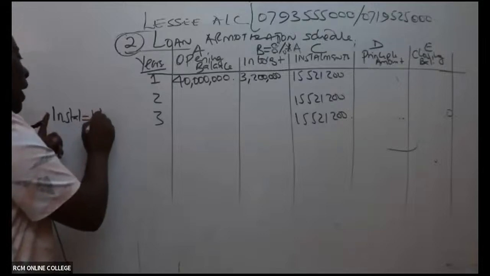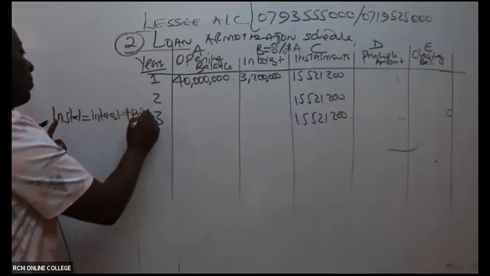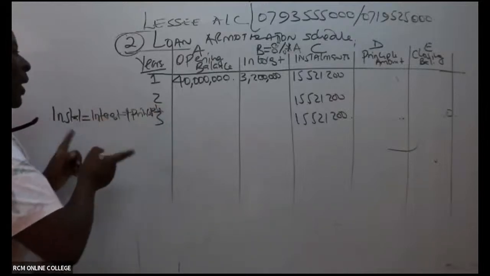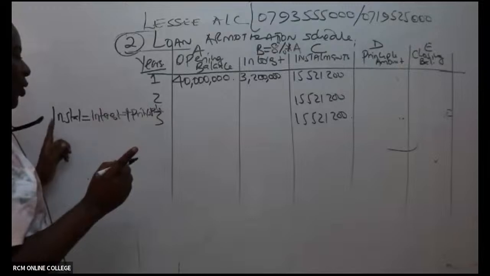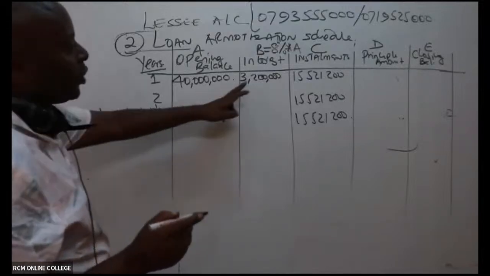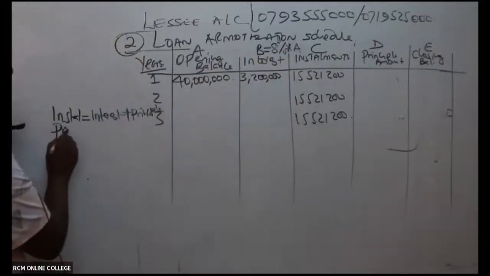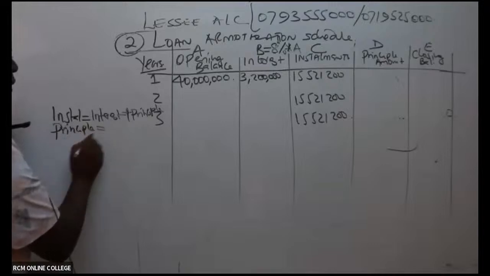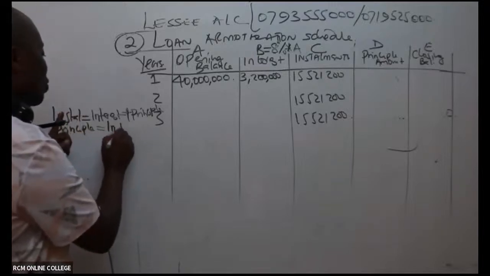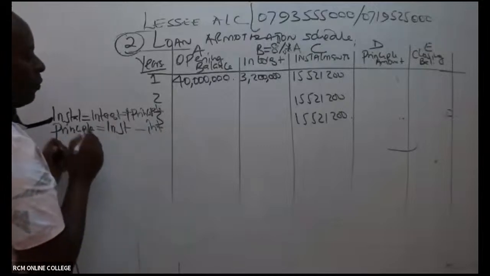Ladies and gentlemen, remember, every time you are paying an installment, it will always cover interest plus principal. So I have interest and I have the installment, then how do I get the principal? If you make the principal the subject of the formula, it will be the installment you have paid minus interest.